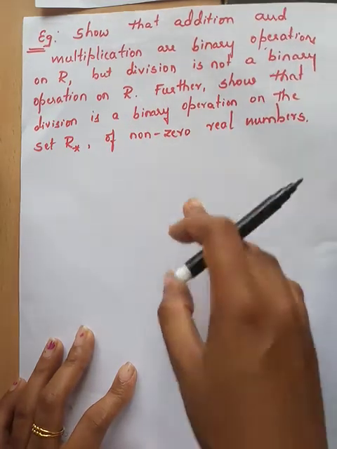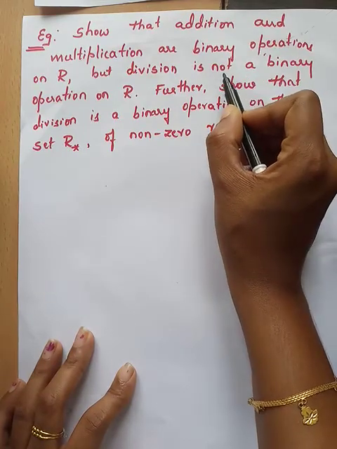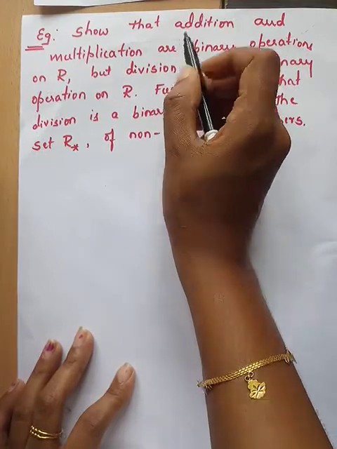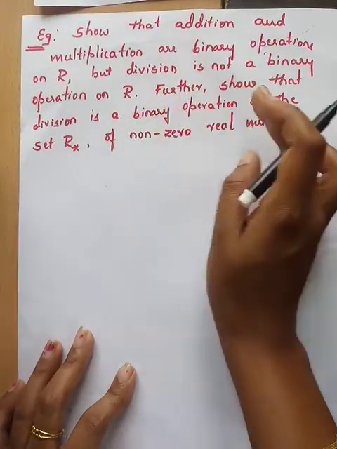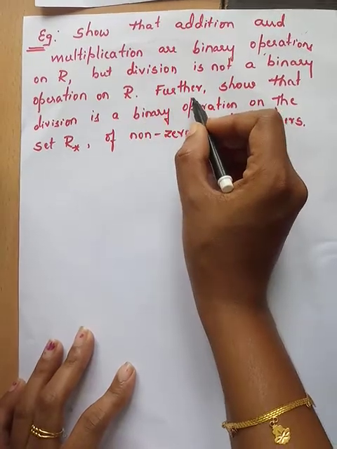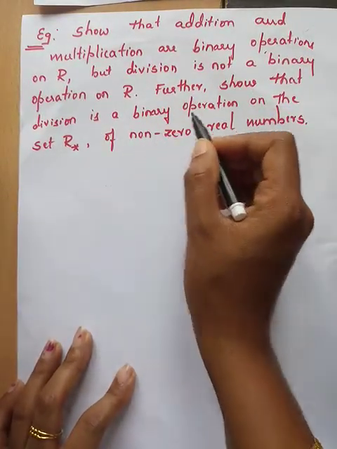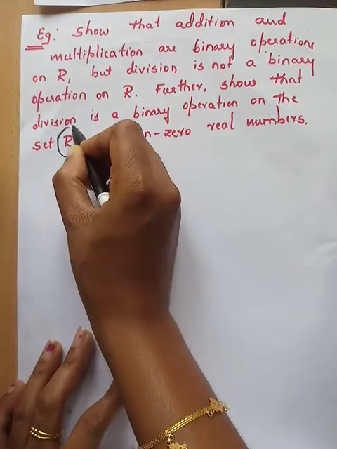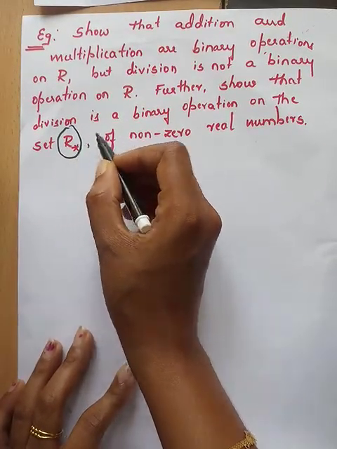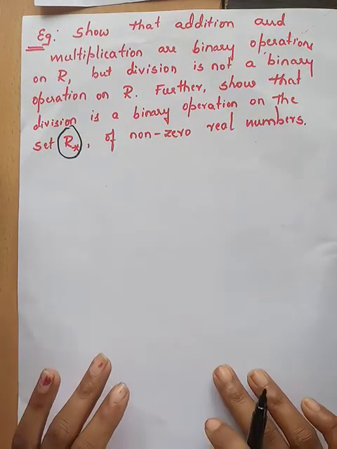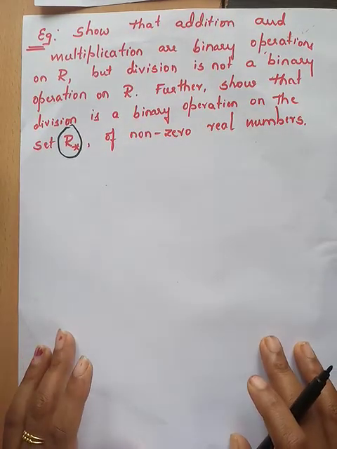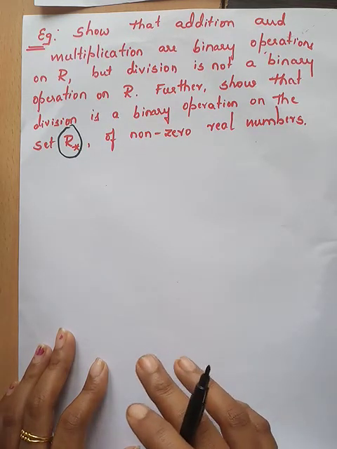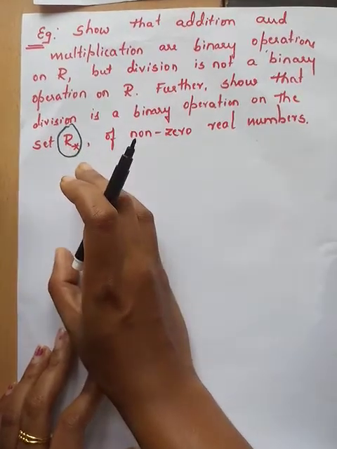So when they ask us to disprove something, we have to take an example. If we have to prove, we have to go by a general form. And that's not all, the question continues. Further, you have to show that division is a binary operation on the set R star. What is this R star? We have seen this earlier also. R star is nothing but the set of non-zero real numbers, which means it includes all the real numbers excluding 0. Except 0, whatever real numbers you have come under R star.